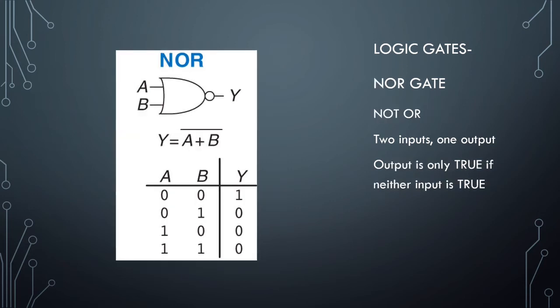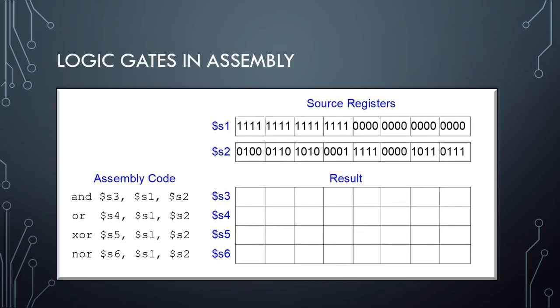Lastly, this is our fourth and final gate that we're going to review. I'm not going to review all of them, just the four that are most relevant right now. So we have our NOR gate, our not-OR gate, where this one only has two inputs and one output, and our output will only be true if neither input is true. So as long as we get zeros input for everything, we will get our output of 1. So we learned about logic gates, we reviewed logic gates, but why do they matter so much for assembly language?